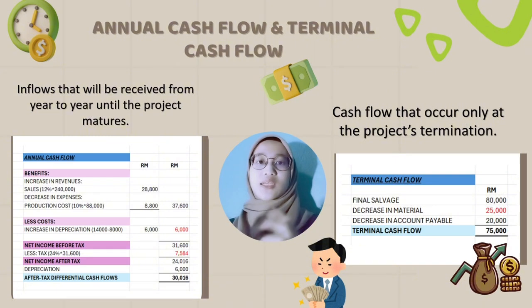Now we're going to look at terminal cash flow. Terminal cash flow is the cash flow that happens when the project ends. So for the calculation of terminal cash flow, we will add final salvage value minus material, but we will add account payable. So we will get 75,000 for the terminal cash flow.